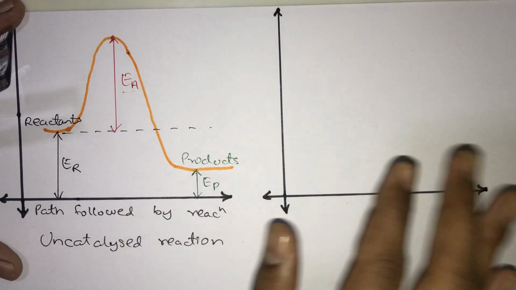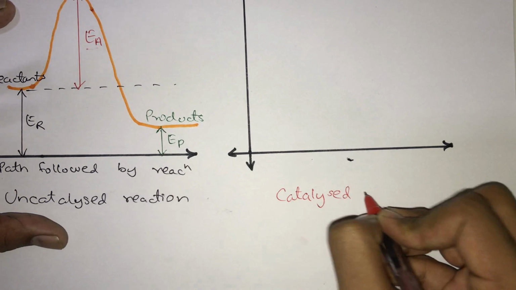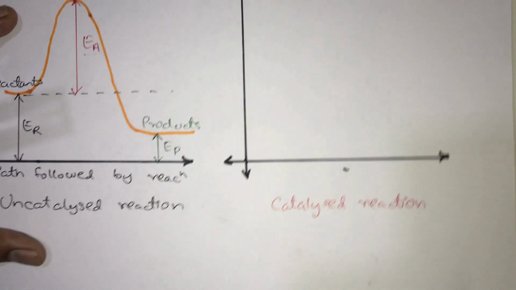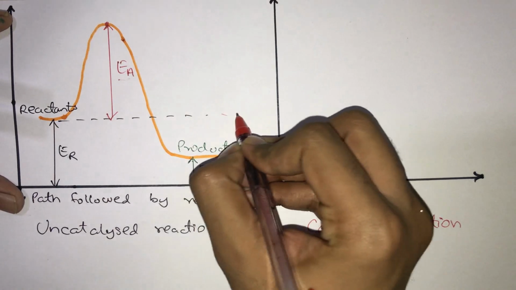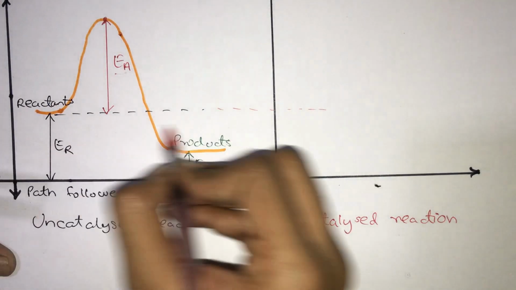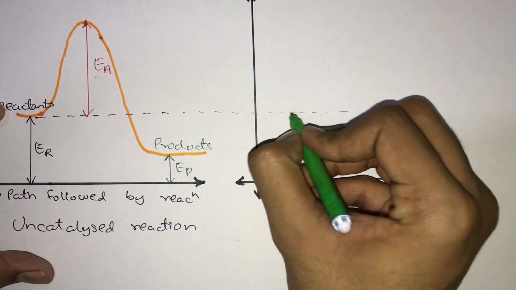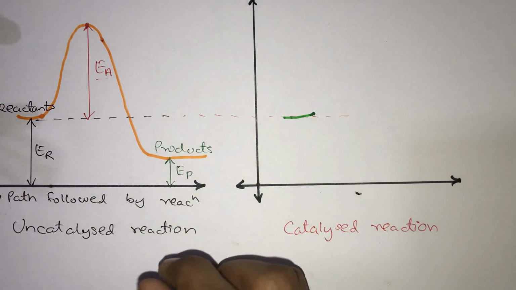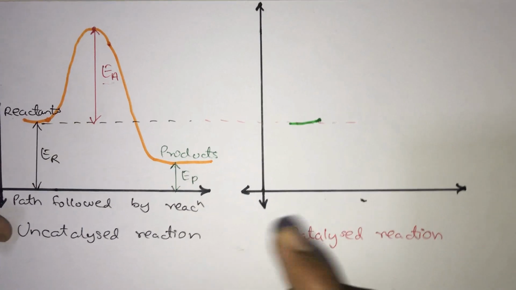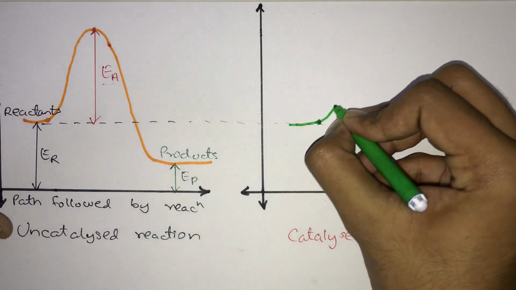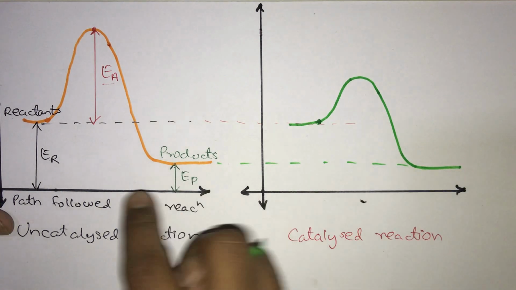Now let us consider a graph for catalyzed reaction. In a catalyzed reaction, according to the general characteristics, the reactants will have the same amount of energy. Even if you add a catalyst, the energy of the reactants is not going to change. So your graph is going to start obviously from here. Initially when the reaction was uncatalyzed, you required this much amount of activation energy, but when the reaction becomes catalyzed, you now require less amount of activation energy, and obviously the energy of the products is also going to remain the same.